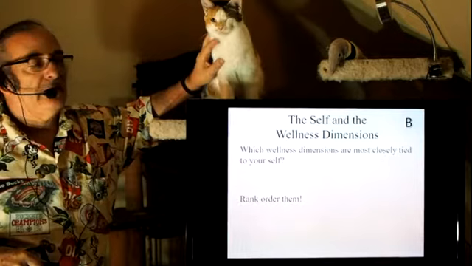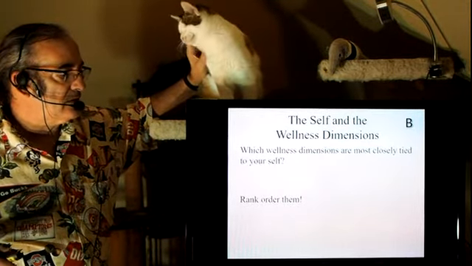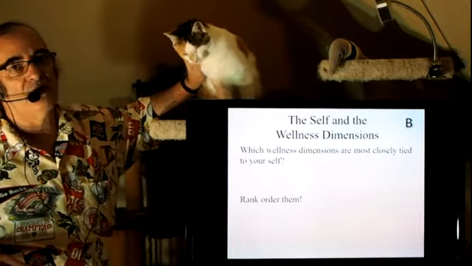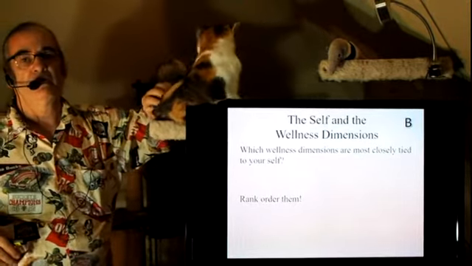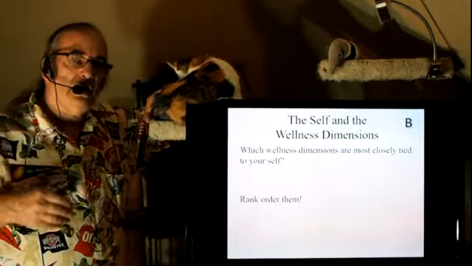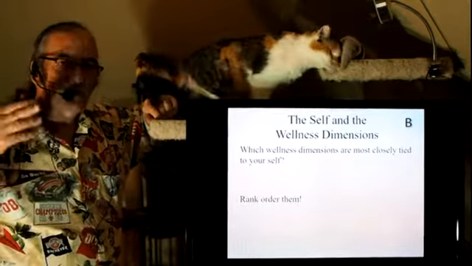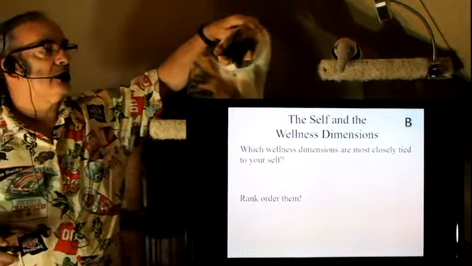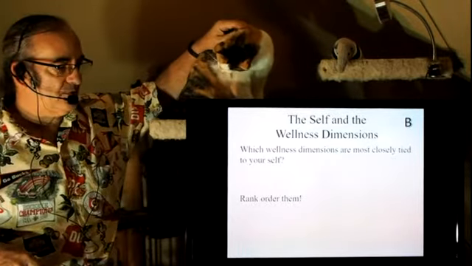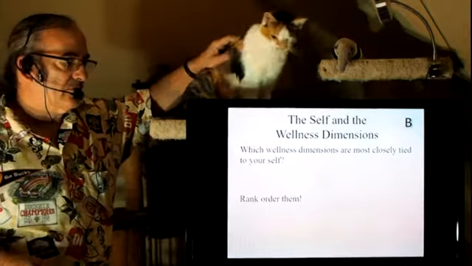Right away, here we are at slide B: which wellness dimensions are most closely tied to yourself? Here you record the 9 wellness dimensions, and then I'd like you to rank order them. So this is to kind of get you in touch. We've already talked about the wellness dimensions, so let's talk about you, the story of you, and what's important to you. So go ahead, and if you want to pause and do that now, or if you want to come back to it, obviously your choice.